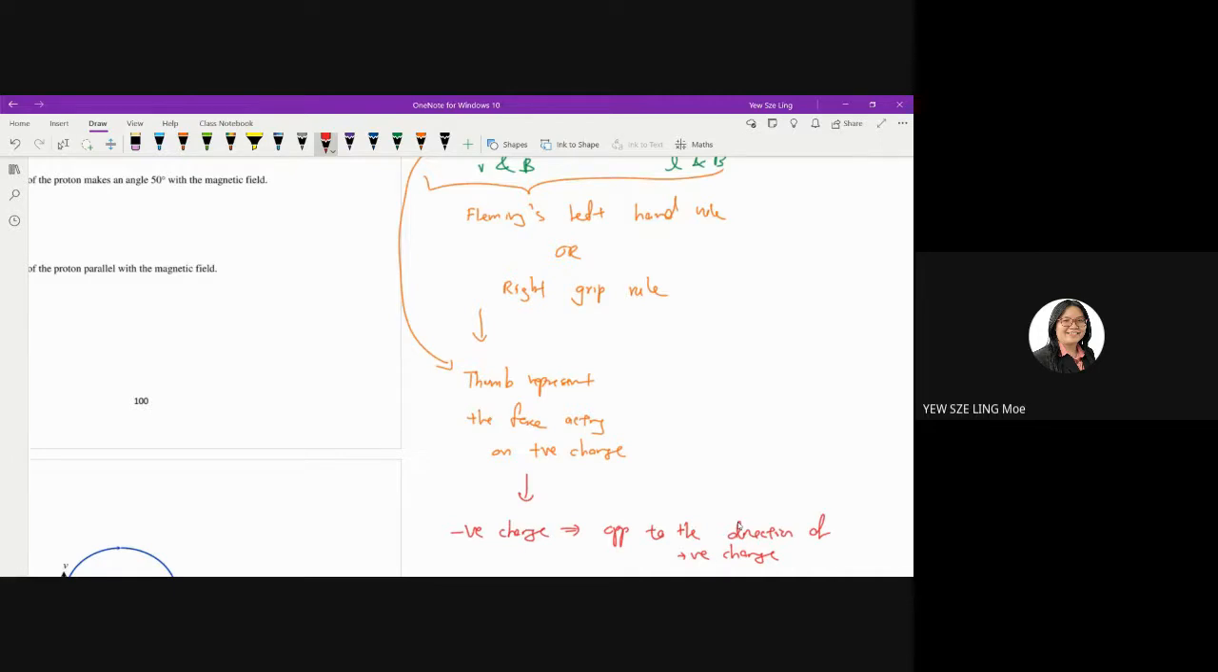That's it. So you stick to the Fleming left hand rule, or you use the right hand grip rule. But for both rules, the thumb represents the direction of the force acting on the positive charge. If you are looking at a negative charge, then always remember it is just opposite to the direction for a positive charge.